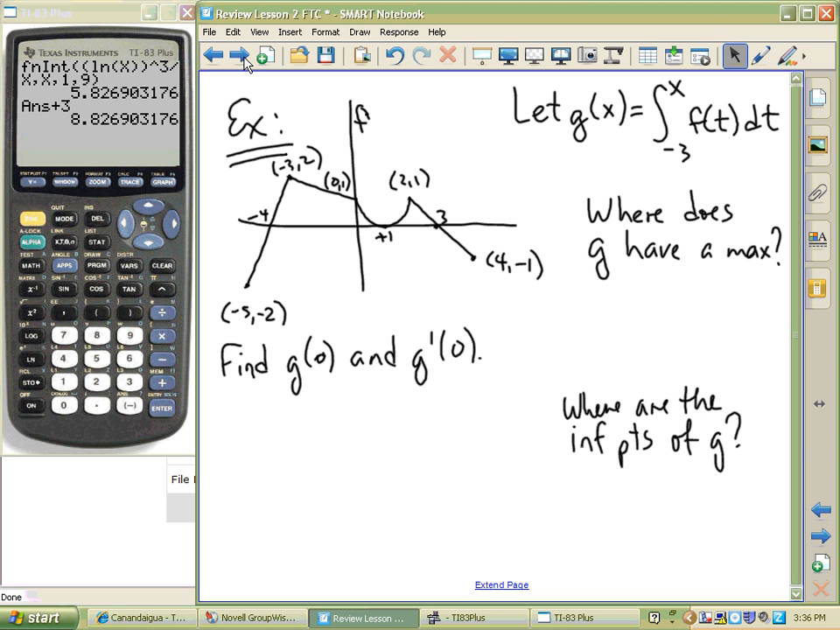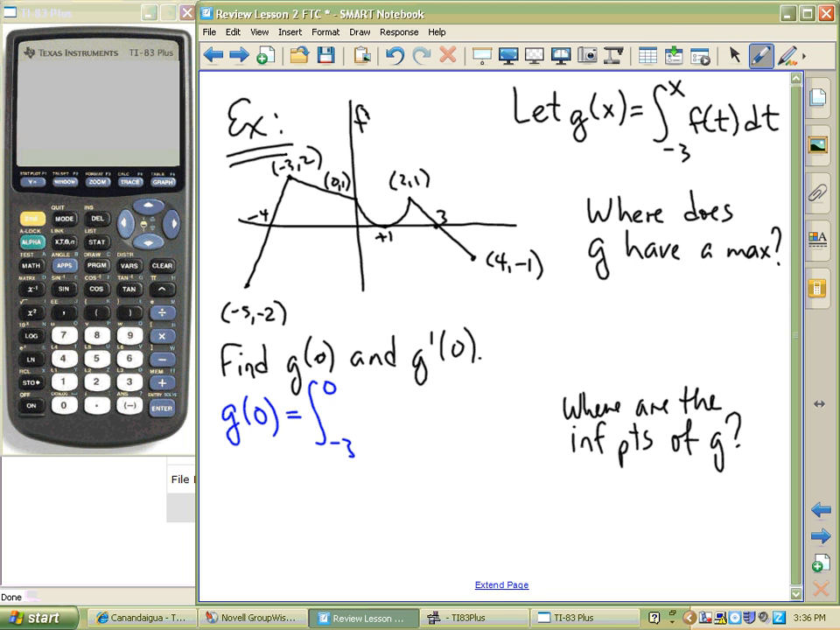So G of 0. G of 0 is the integral from -3 to 0 of f of t dt. It is this area. And that's the area of a trapezoid. That's 1/2 times the height times the sum of the bases. Well, the height is this horizontal distance, that's 3. And the sum of the bases, well, the bases have lengths of 2 and 1. That's 9/2. That's the kind of thing I can expect you to do on test day.